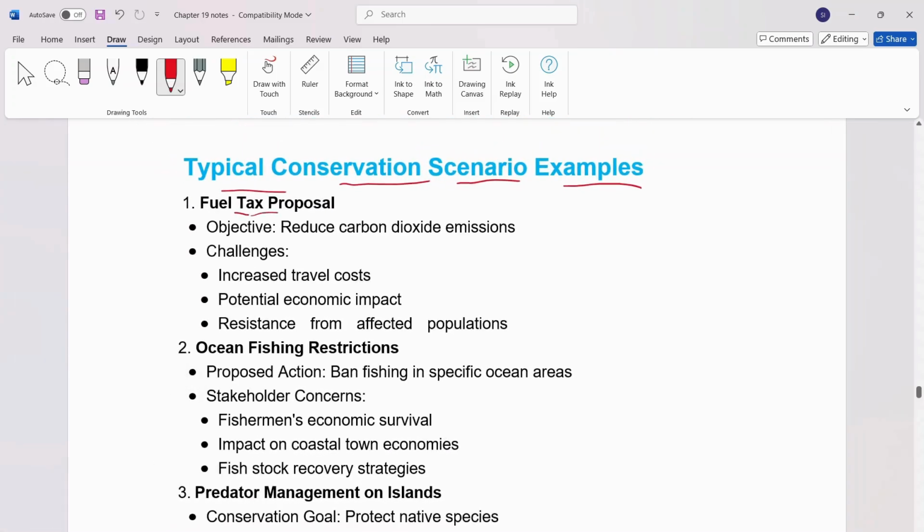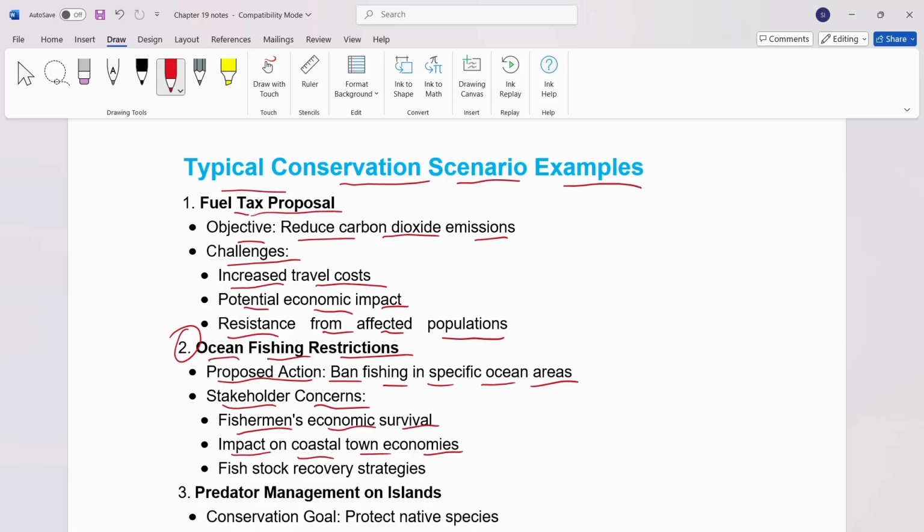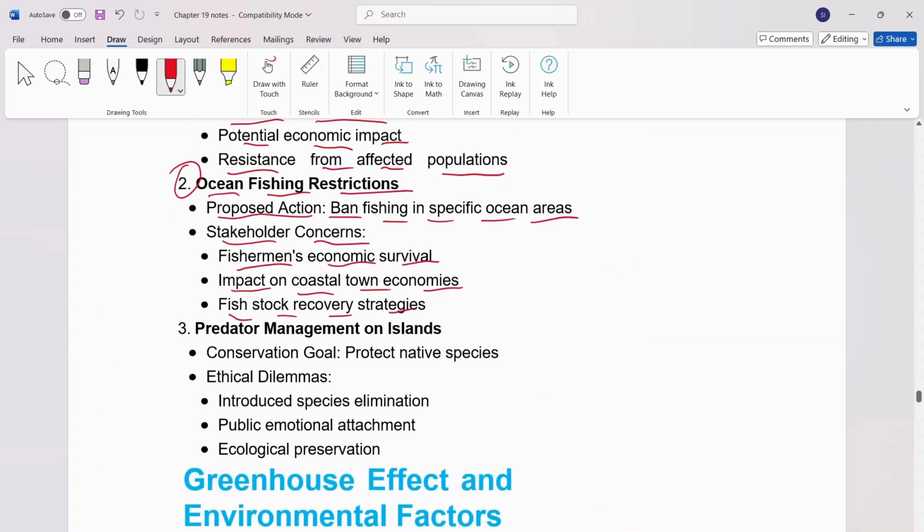Number first is fuel tax proposal. Objective: reduce carbon dioxide emission. What are the challenges? Increased travel cost, potential economic impact, resistance from affected population. Second is ocean fishing restrictions. Proposed actions: ban fishing in specific ocean areas. Stakeholders' concerns: fishermen's economic survival, impact on coastal town economies, fish stock recovery strategies.